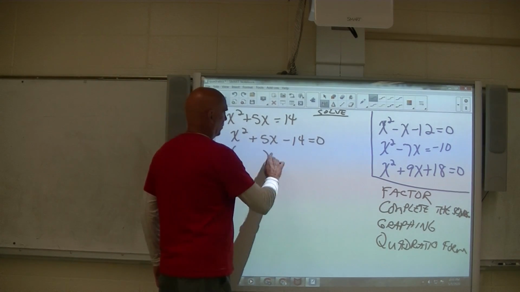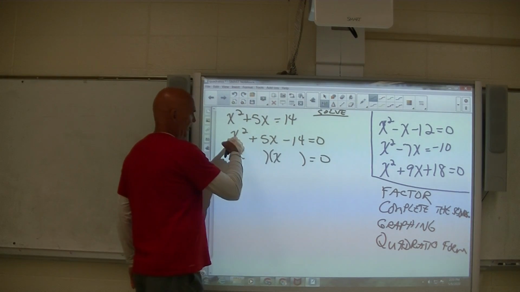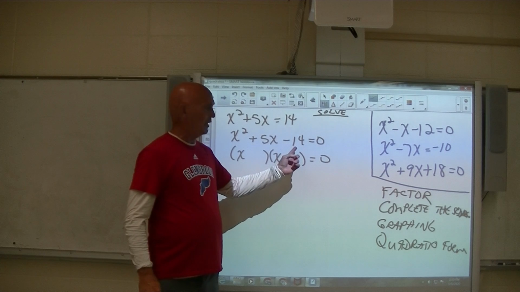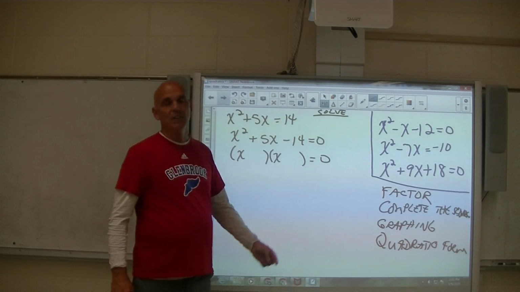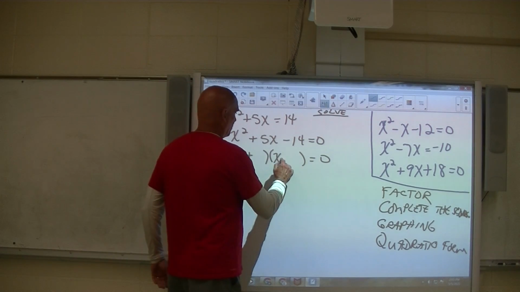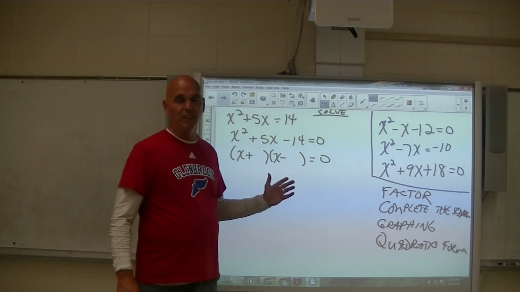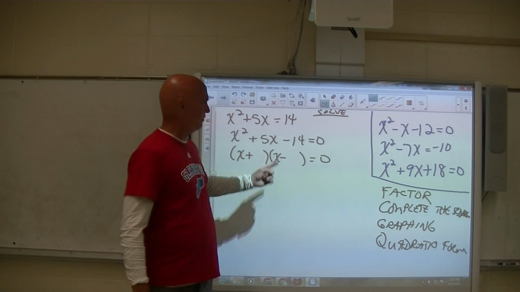So to factor it, I would go like this. It's got to be x times x to give me x squared. Looking for 2 numbers that multiply to give me a negative 14 and add to give me 5. All right, if they multiply to give me a negative, that tells me the signs are different. Since the signs are different, then I'm looking for 2 numbers that will subtract, right? Because when we add them together, we'll take the sign of the larger and subtract. 2 numbers subtract to give me a positive 5.